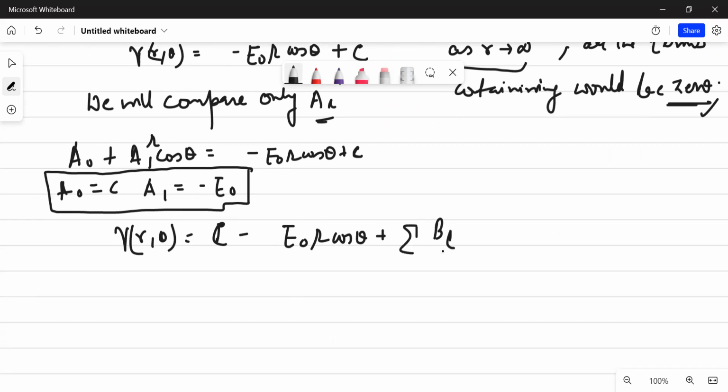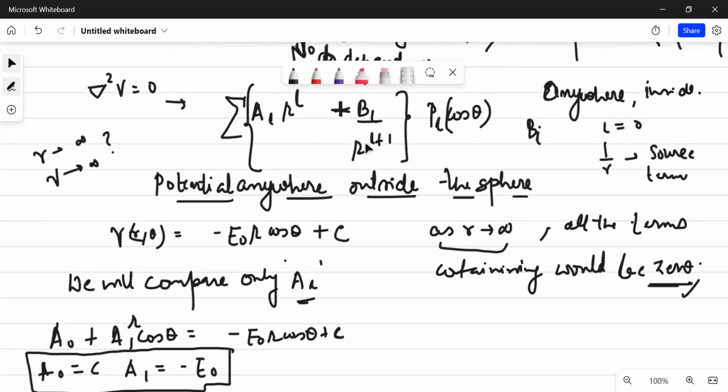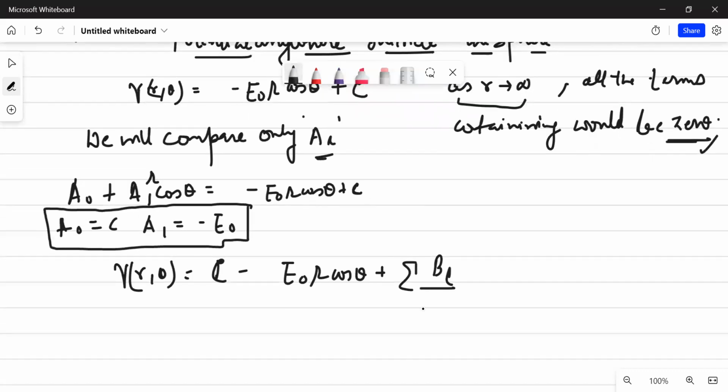I'm not saying that these terms will not exist. See, R tends to infinity. Because of this R tending to infinity, this will become zero. I'm not saying that BL is zero. Is that clear? So there will be some terms in BL that we'll see. Is that clear?